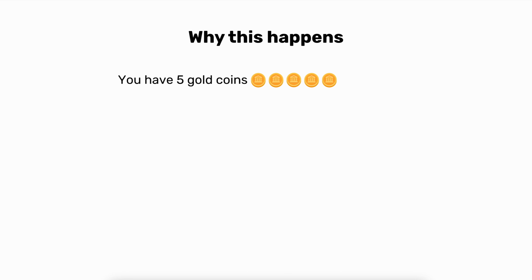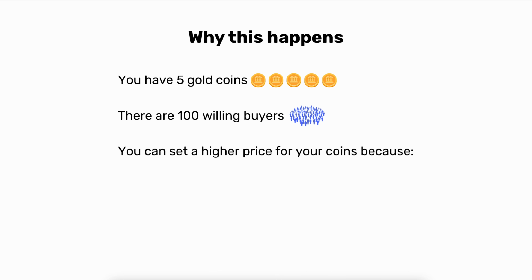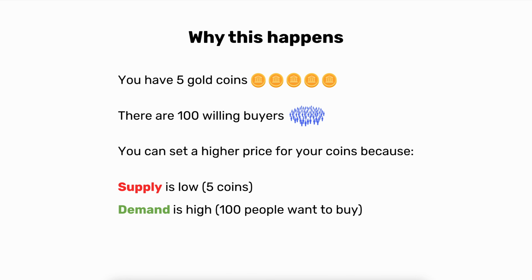Let's say you have 5 gold coins and there are 100 willing buyers who want your gold coins. This is a situation where you could set a high price for your coins because you know they're going to sell regardless of how much you want to charge. Why is this? Well, this is simply because supply is low. There are only 5 gold coins available and demand is high. There are 100 people who want to buy these gold coins. They are a scarce asset. The demand is high. Therefore, you can say, I want more for these coins, and someone there is likely willing to pay. So that instance where supply is low and demand is high creates price increases where price goes up.